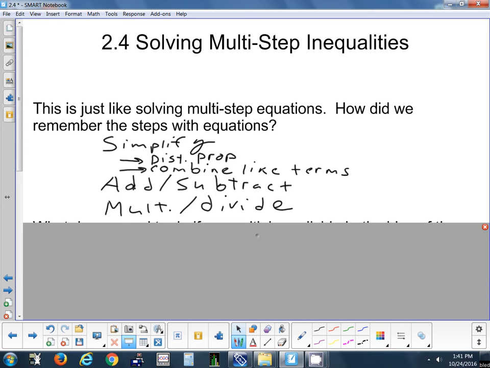Okay, the only thing that's different about the multiply and divide step when you solve an inequality is maybe you have to flip it. Okay, so we'll talk again about that rule. Okay, so any questions on those steps? If you ever forget them, just try to think of that word, SAM. Okay? And that's your simplify, add and subtract, and then lastly multiply and divide.